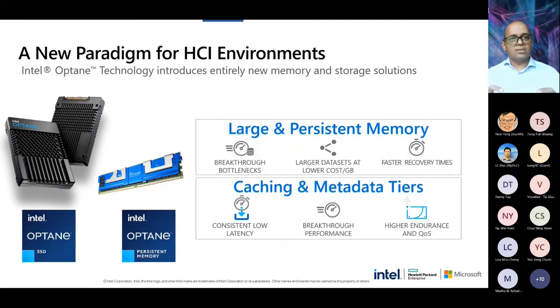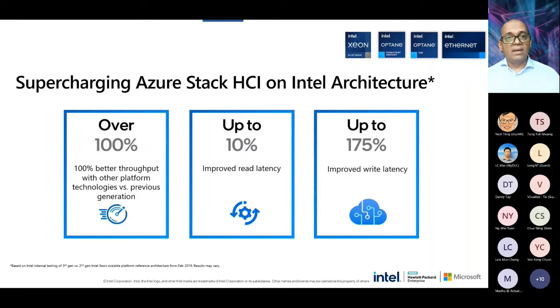So great products in conjunction with the processors are able to give you tremendous benefits in an HCI environment. In fact, when you're working with Azure Stack HCI, we are seeing over 100% better throughput versus other technologies in the previous generation, right? So tremendous performance gain when you integrate these benefits of Optane persistent memory with the 3rd gen Xeon processor. Read latency is improved by 10%, and write latency is improved by 175% because now you're bringing in the benefits of Optane SSDs, with the P5800X, into the equation.